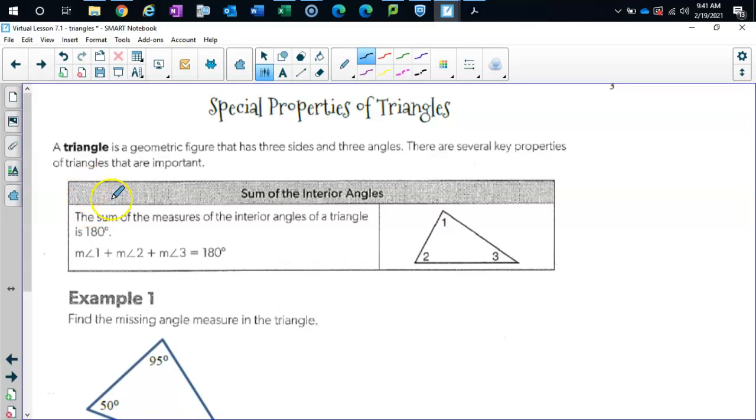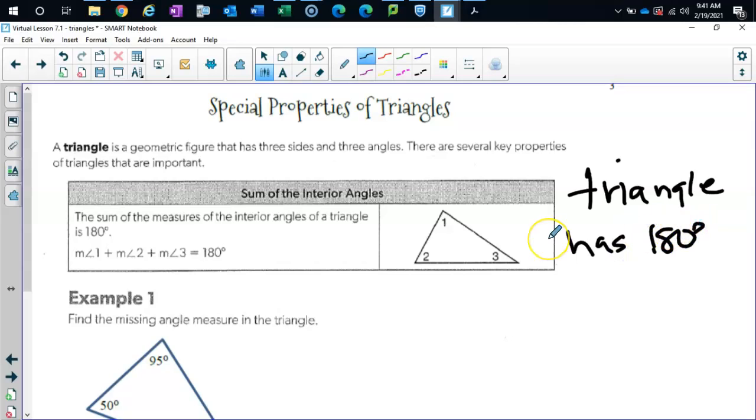The first thing we learn, okay, it says the sum of the interior angles, the measure of angle 1 plus the measure of angle 2 plus the measure of angle 3 equals 180 degrees. Guys, super important. Every triangle has 180 degrees in it. You are going to need to know that. Learn that now. Okay? A triangle, 180 degrees.